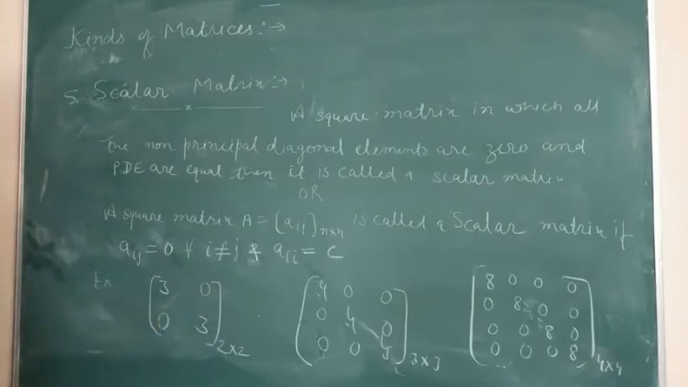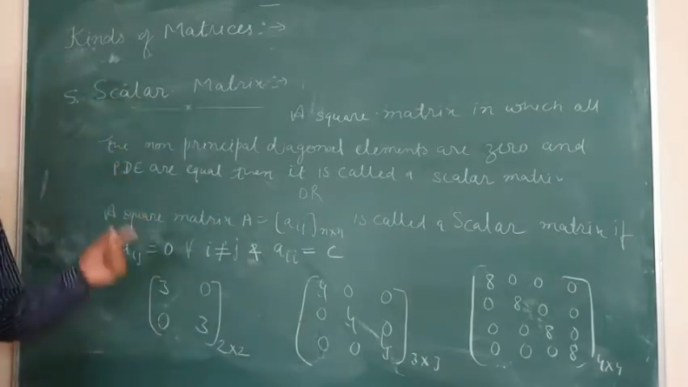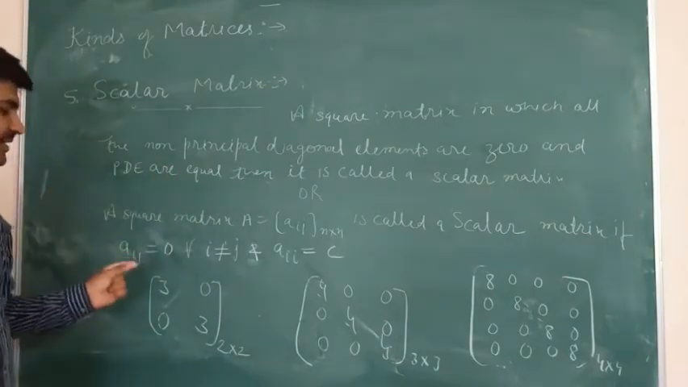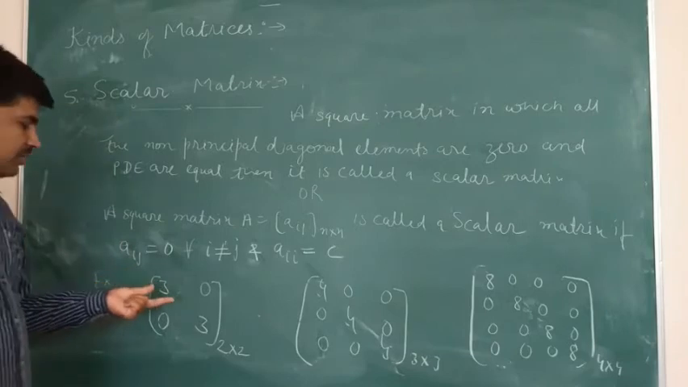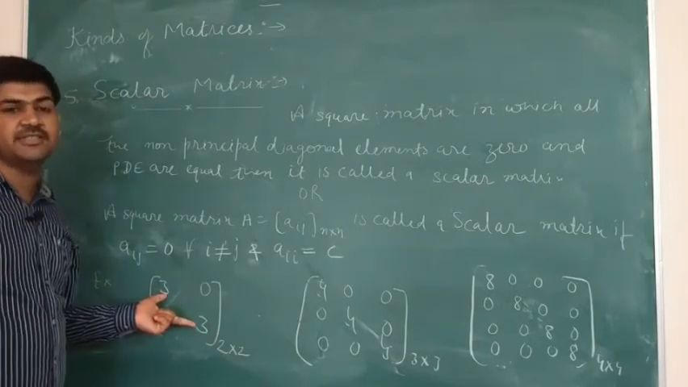So now you can yourself define a scalar matrix. A diagonal matrix is called a scalar matrix if all of its principal diagonal elements are equal.